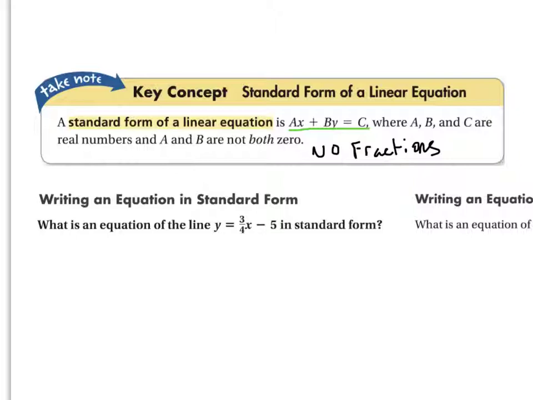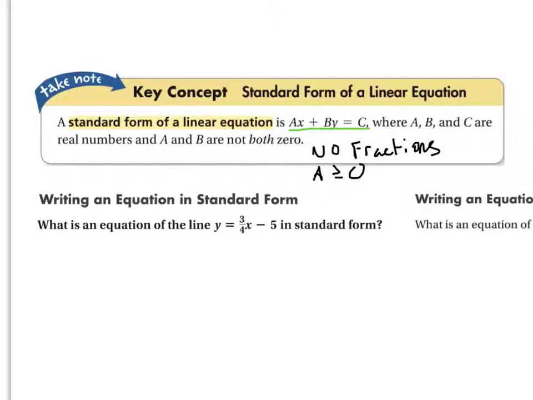Okay? I also personally, and I've seen this in other textbooks as well, require that A is greater than or equal to 0. That means A is not negative. Okay? That is standard form. AX plus BY equals C. A, B, and C are all real numbers, no fractions. And A has to be positive.